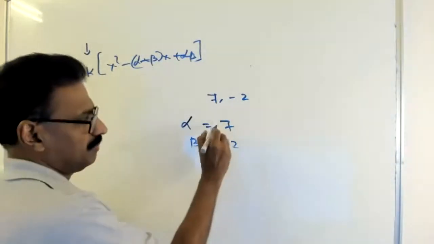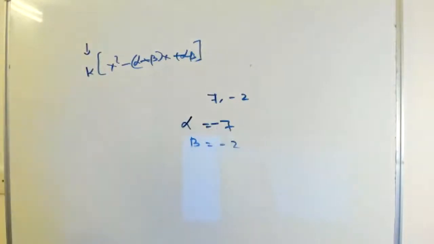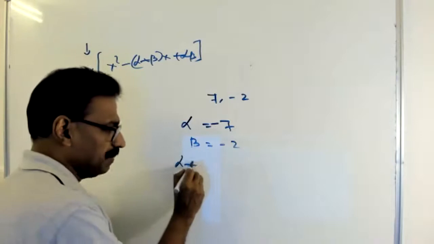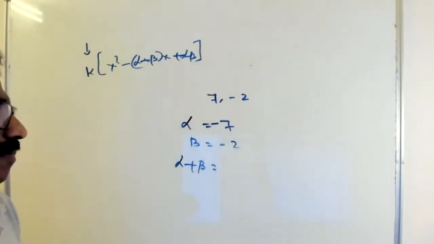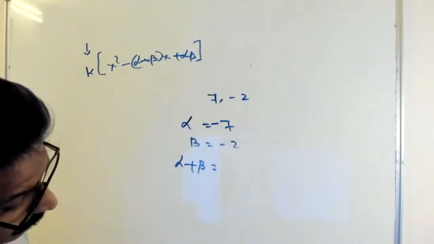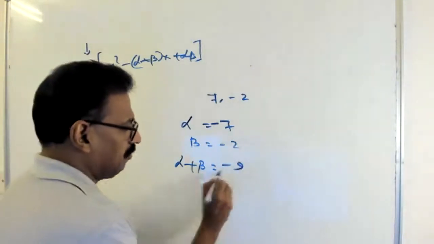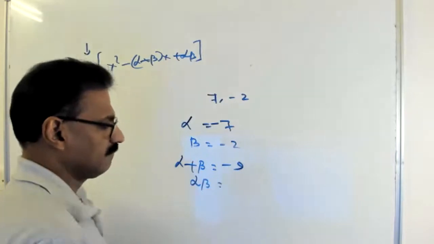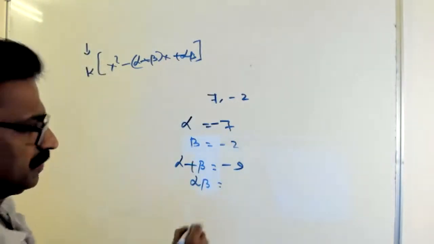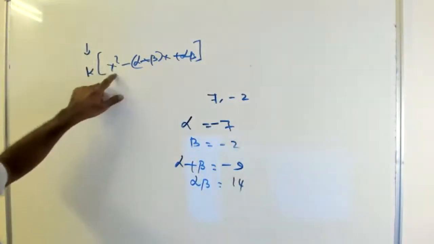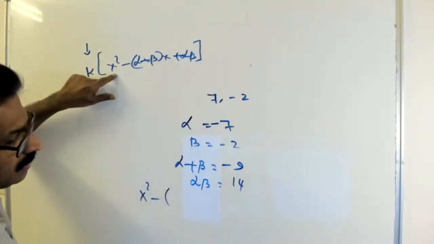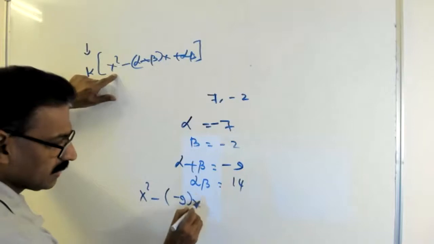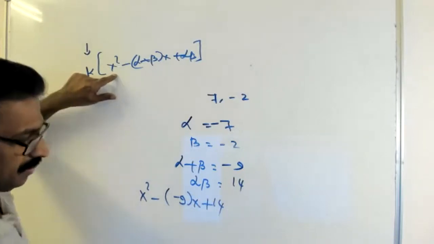Kishore, answer this. Yes, sir. What is the sum? Alpha plus beta, what? Minus 7 plus minus 2, minus 9. Alpha beta, plus 14. Okay. Now you go to here. X square minus... sum is what? Minus 9. Minus 9 x, plus 14. Correct or no? Yes, sir.